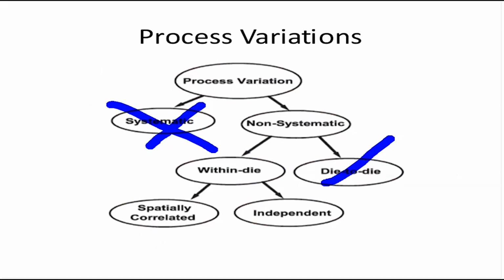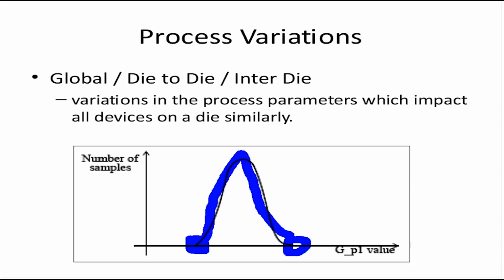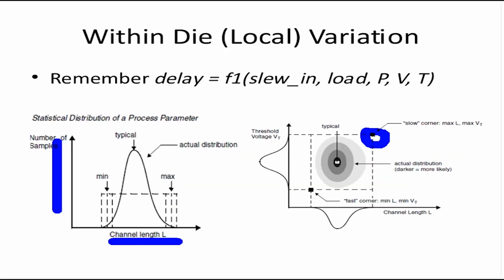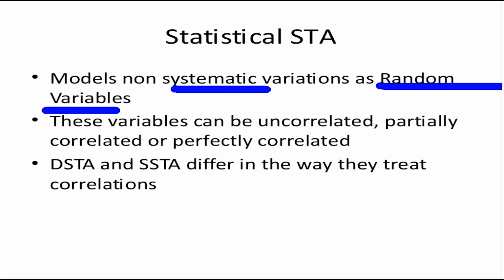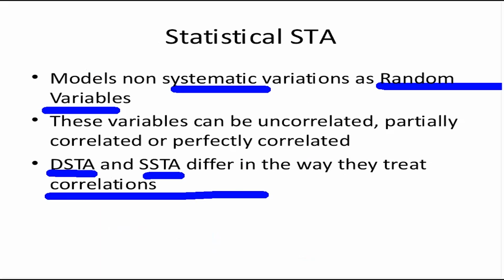So it only models non-systematic, right? Not the systematic. Systematic, as I told you, has to be corrected in the fabrication process itself. These variables can be uncorrelated, partially correlated, or perfectly correlated. And deterministic STA and SSTA differ in the way they treat correlations. This is the new thing about SSTA.